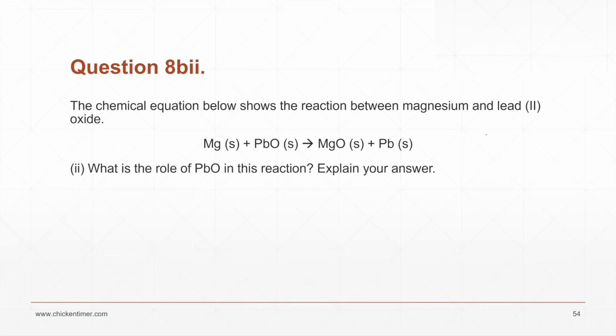So I have to bring out these two points. Magnesium is a reducing agent because it causes lead oxide to reduce to lead, and itself is oxidized to magnesium oxide. That's why I made that statement, because I want to follow the definition.